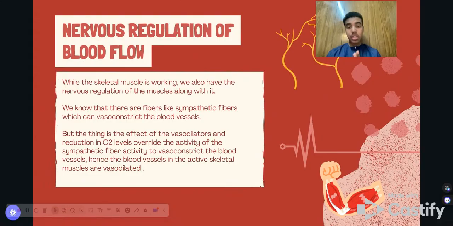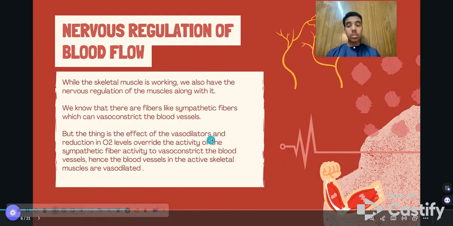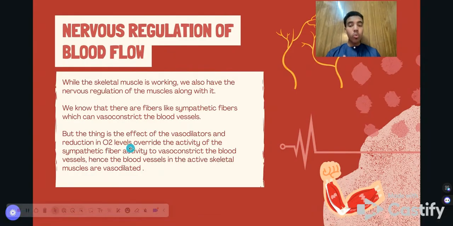Basically, all you need to know from this slide is that even when your sympathetic nerve fibers are working to vasoconstrict your blood vessels, if you have a reduction of oxygen, your vessels are still going to be vasodilated. That's basically all you need to know. As it says here, the effect of the vasodilators and reduction in oxygen levels override the sympathetic fiber activity to vasoconstrict the blood vessels.